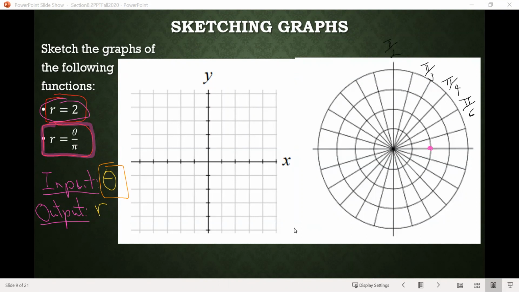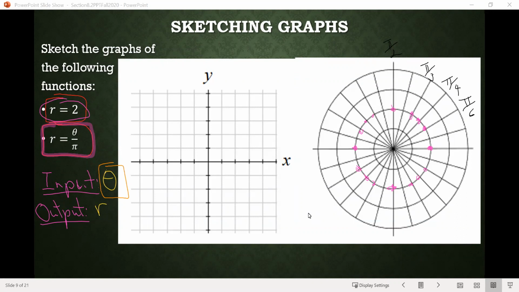Well, if you input pi over 6 into that r equals 2, again, there's no thetas in the equation, so we just get r equals 2 again. And the same thing for pi over 4, and then pi over 3, and pi over 2. If we go on to pi, or 3 pi over 2, regardless of the angle we input into the function, we get r equals 2 as the output every single time, right?